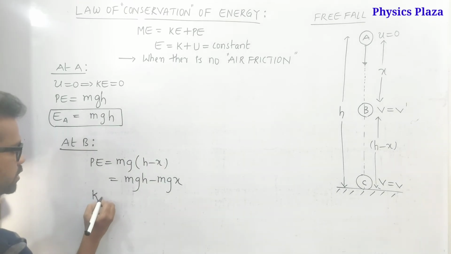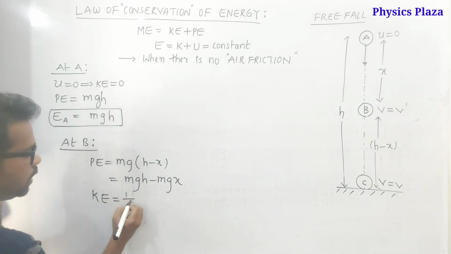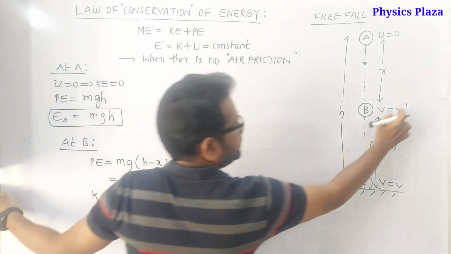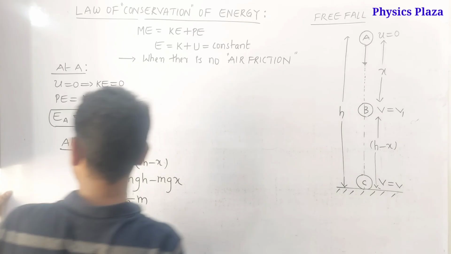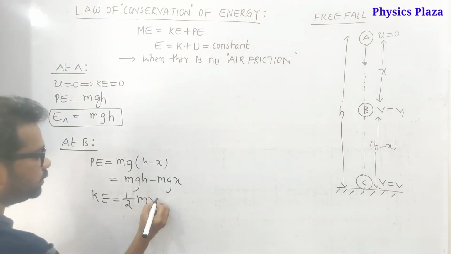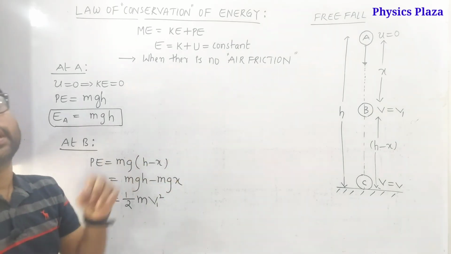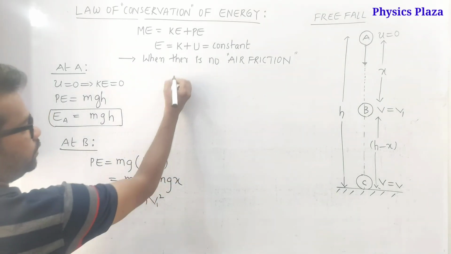Now kinetic energy is how much? Kinetic energy is going to be half m v squared. Let us say it's not v dash, let us say it's v1. At point B, the velocity is v1. So this is half m v1 squared. But children, the v1 value is not known. That has to be calculated. Look here.